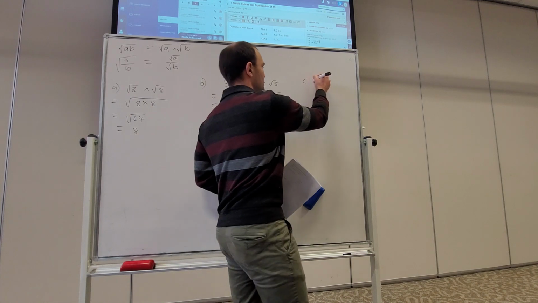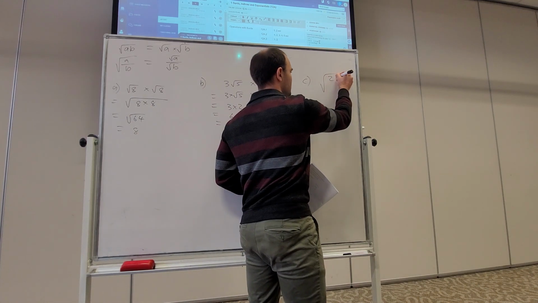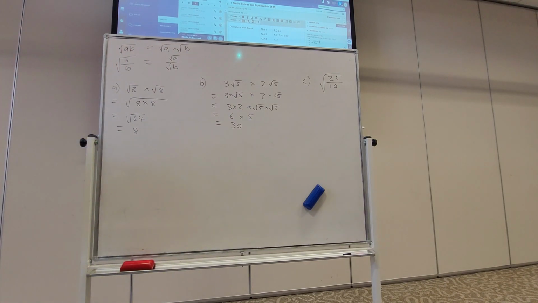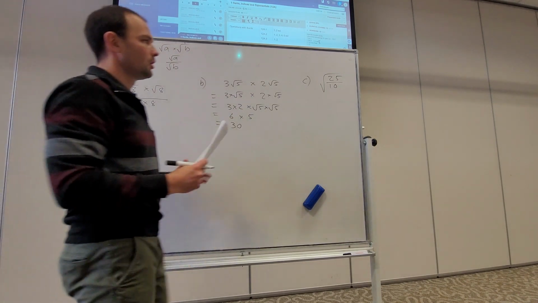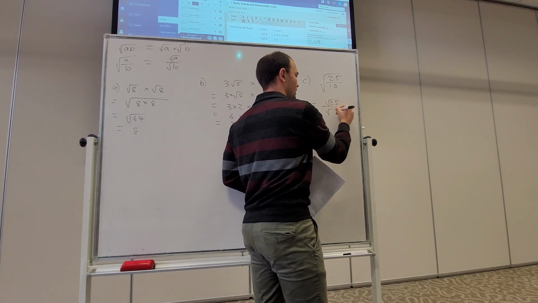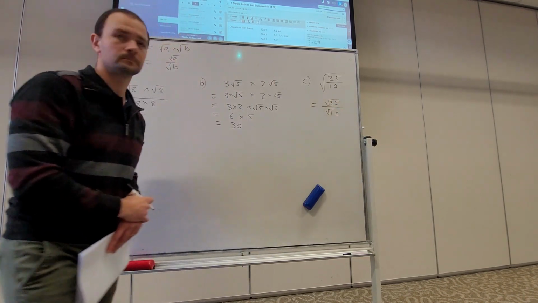So, on to the next one. We have square root of 25 on 10. We're going to use surd laws to simplify it. Here's one way we can express it. The square root of 25 on the square root of 10.